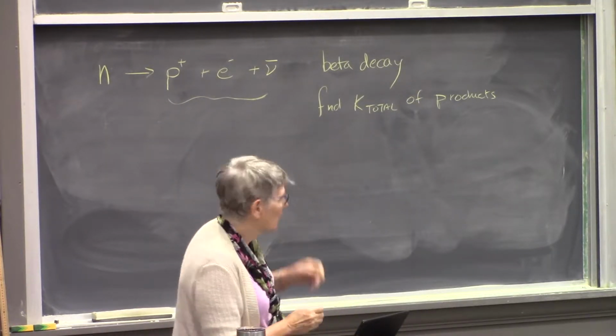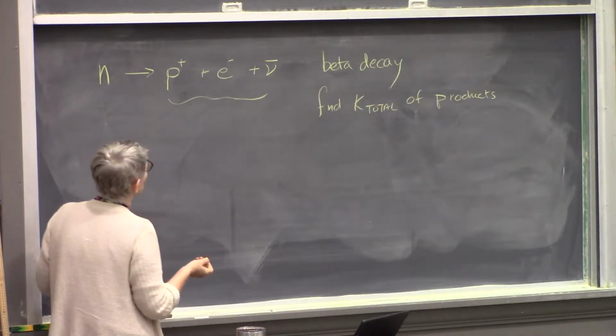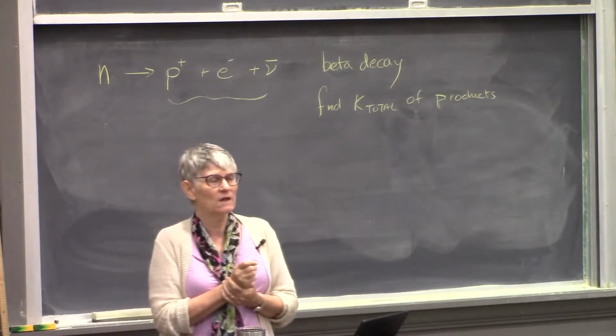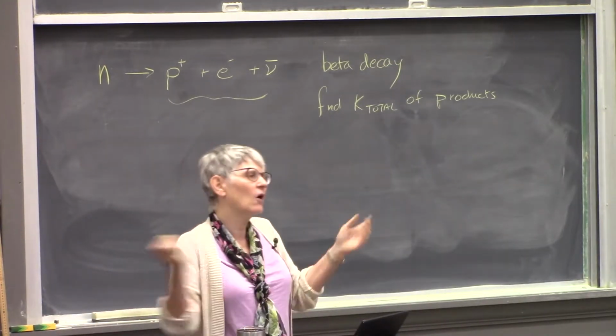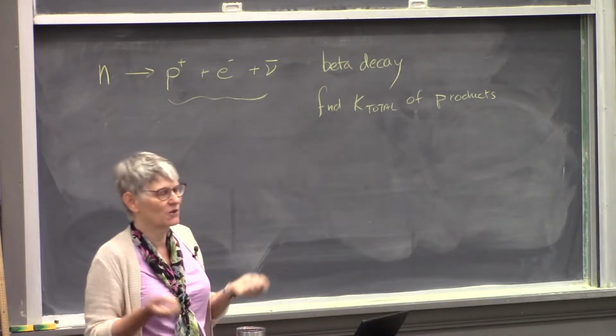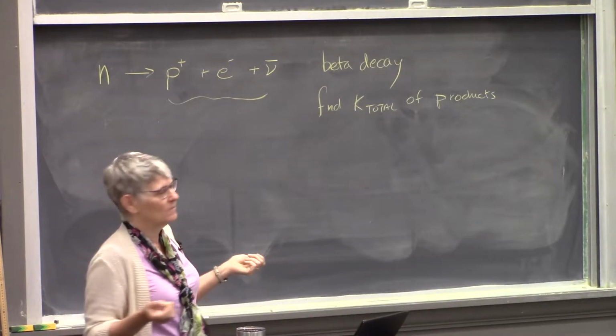So let's see, we want to find the total kinetic energy of all the products. So how would we write the energy principle for this system? All energy problems are exactly the same. You just start by writing down the energy principle, and then you write down the terms you know, and then you see what's left.